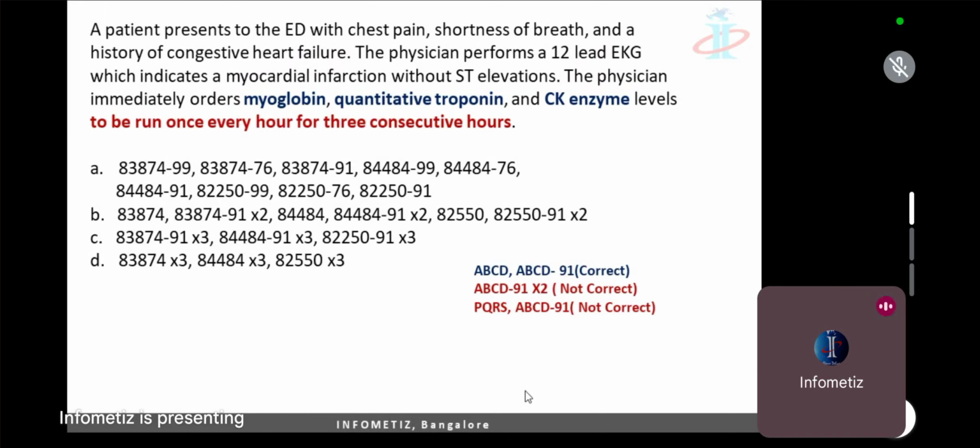The patient presents to the ED with chest pain, shortness of breath, and a history of congestive heart failure, and the physician performs a 12 lead EKG which indicates a myocardial infarction without ST elevation. It means it's a heart attack. The physician immediately orders myoglobin, quantitative troponin, and CK enzyme level to be run every hour for 3 consecutive hours. Means patient is coming with the full symptoms of a heart attack. Doctor suggested do these 3 tests every hour for 3 hours, so we have to repeat these 3 tests every hour.